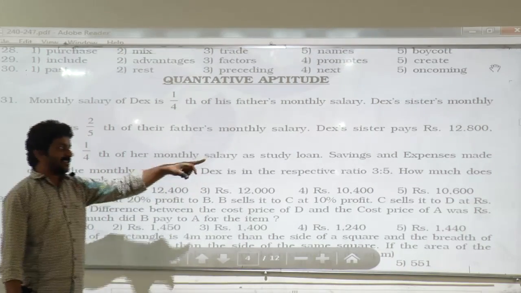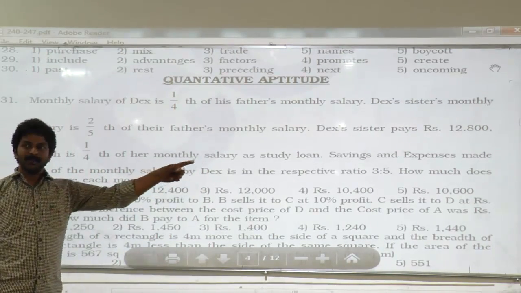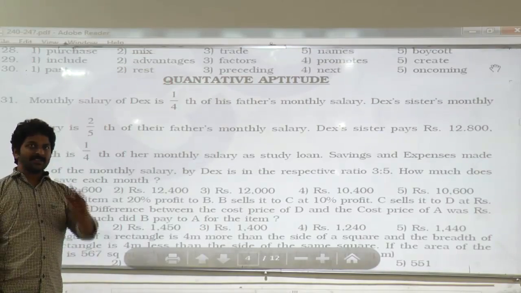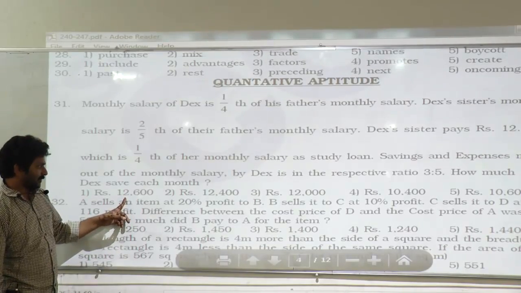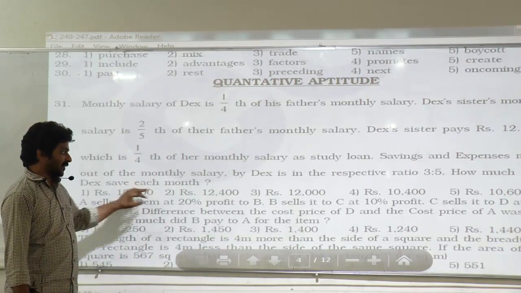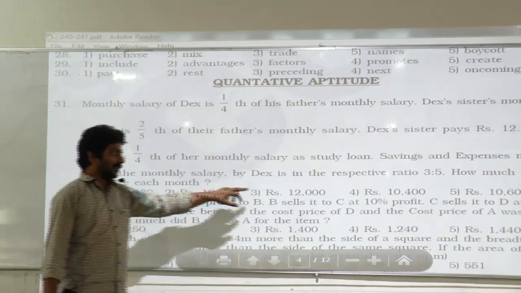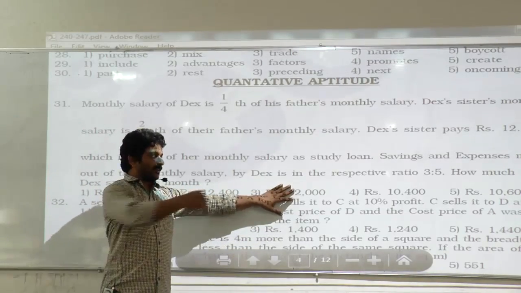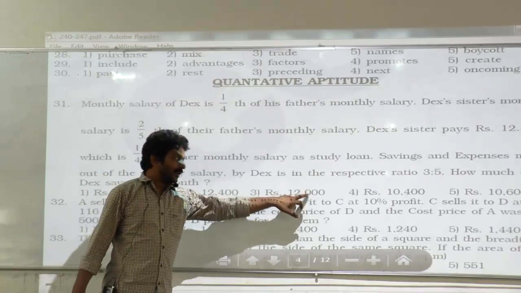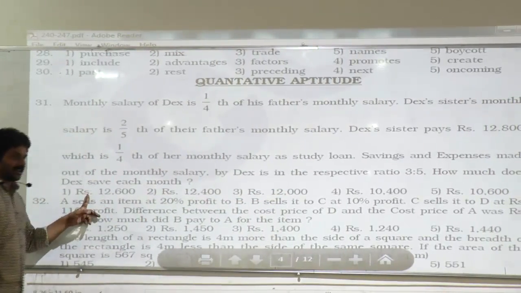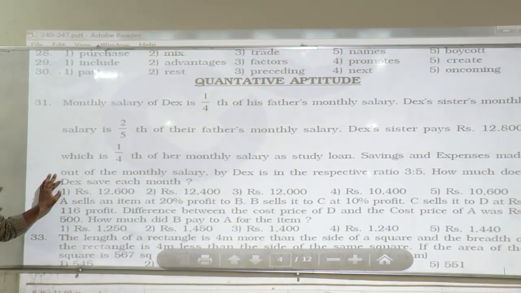About Dex, monthly savings and expenses are in the ratio 3:5. So savings are 3 parts, right? Answer should be a multiple of 3. This is not a multiple of 3. Is this a multiple of 3? This can be your answer. Is this a multiple of 3? No. Is this a multiple of 3? Yes. 4th option cannot be your answer. 5th option cannot be your answer. You have 2 options, either 12,000 or 12,600. Otherwise, if you have only 1 multiple, there ends your matter. You need not calculate.